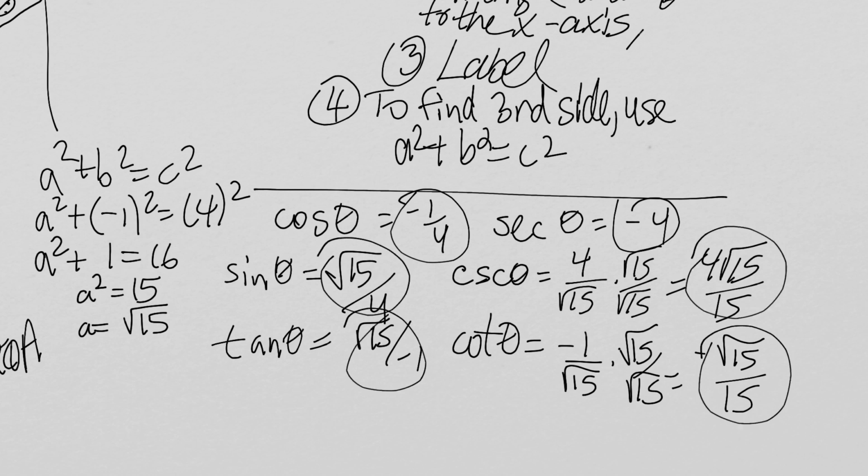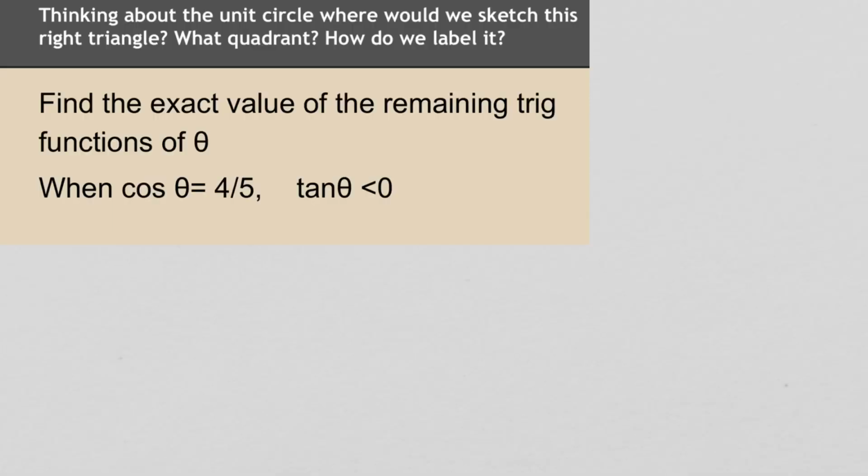All right, we're going to do one more of these. Find the exact value of the remaining trig functions of theta when cosine of theta is 4/5. So that's positive cosine. And tangent is less than 0, negative. So we're going to follow those same steps from the previous slide. You could pause the video, see if you can make that triangle, label it right, and find that third side, and then come back to see if you have the right labeling.